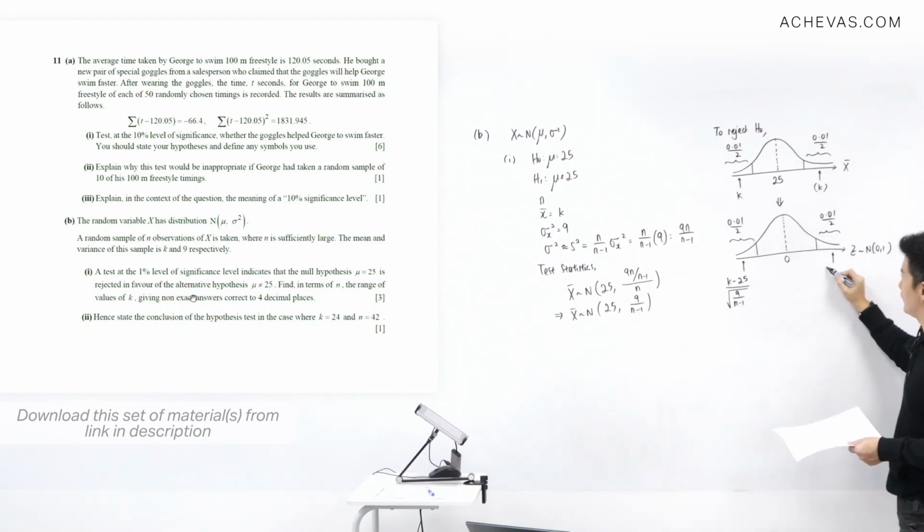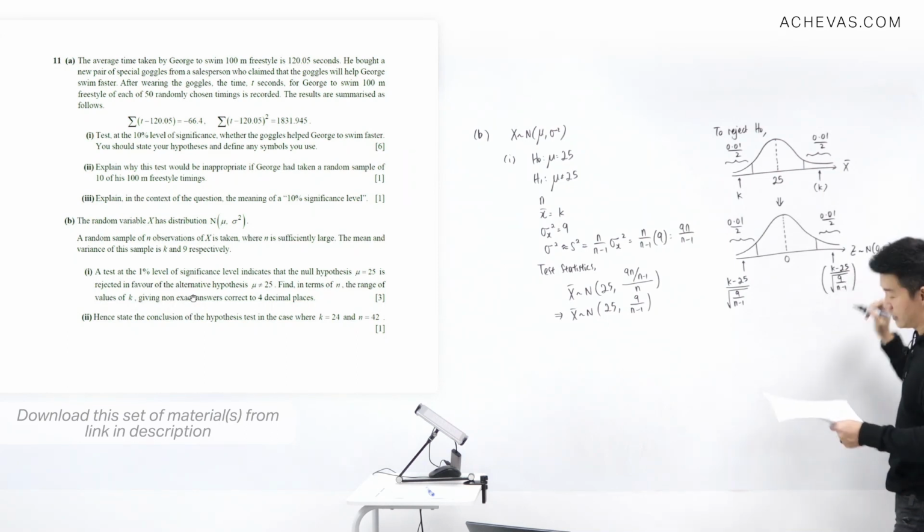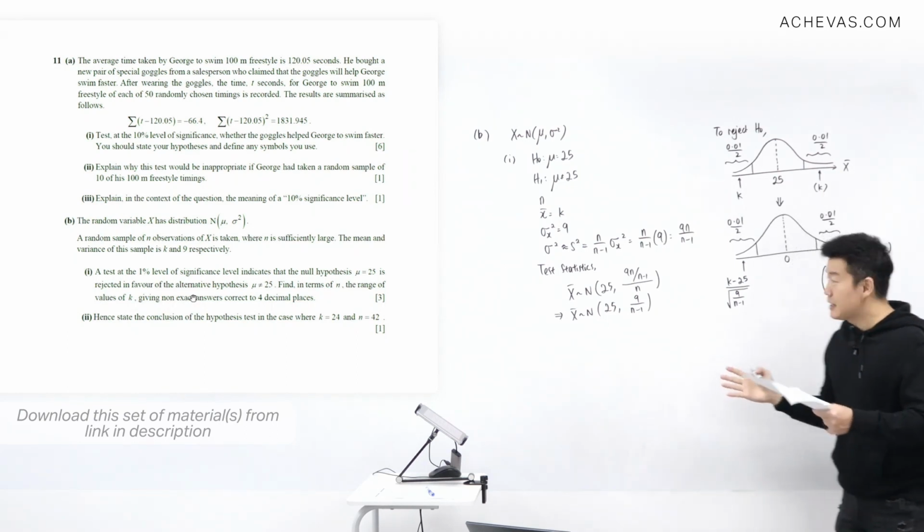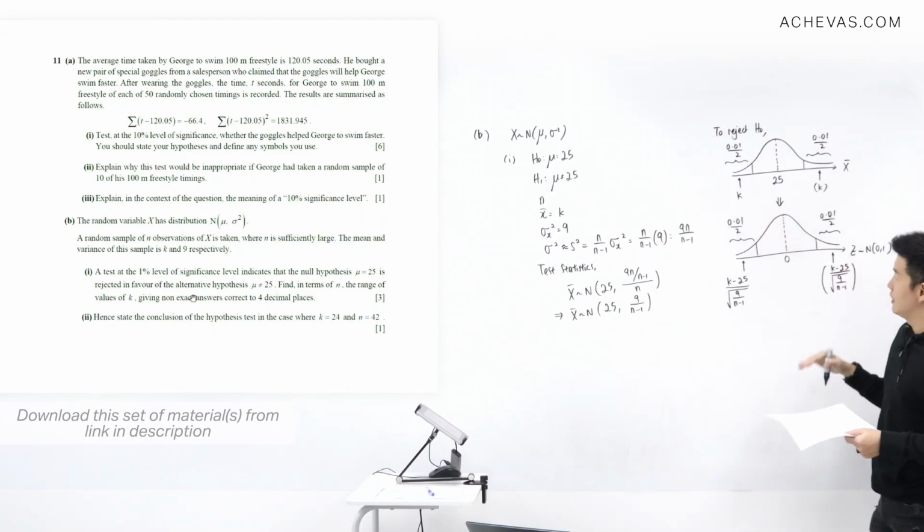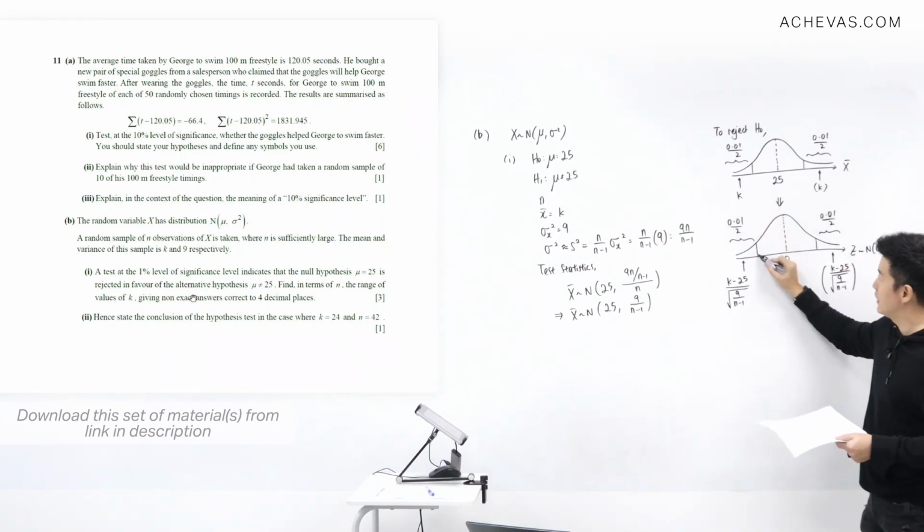The same goes for this. Let me just rewrite this, okay? So K minus 25 over square root of 9 over n minus 1. So the standardized version for K is going to be this. And what we are going to try to do is to find these two values here. Let me just call this Z critical. And since these are symmetrical to each other, this must be negative Z critical, correct?